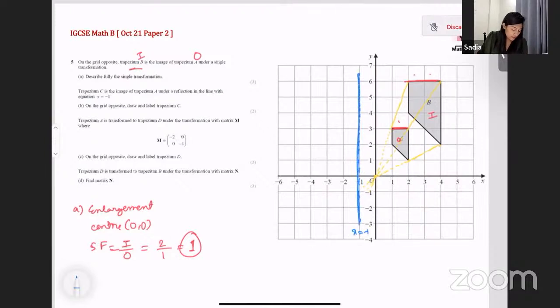I will be reflecting trapezium A. So I will shift each and every single point. So this one, if you shift it 2 units here, so 2 units at the left side. Then this one is 1, 2, 3, so 3 units. So you just count the boxes. To shift this one, we have 2 boxes at the right side. So 2 boxes here. This one is 3 boxes. So this is the trapezium C.